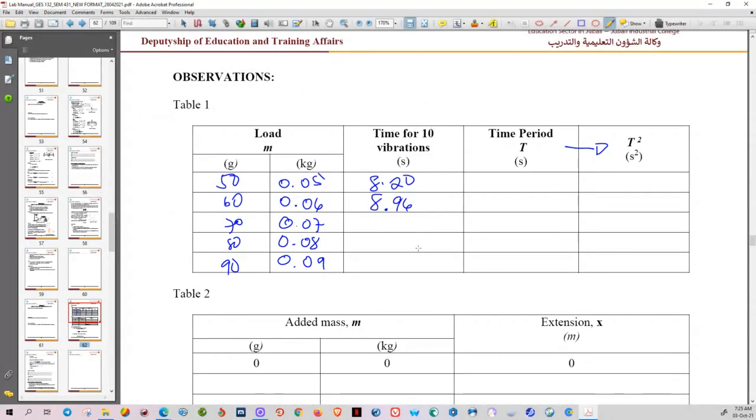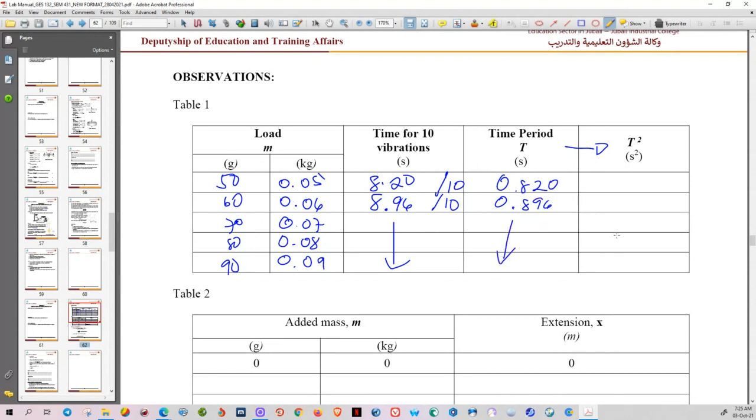Once you have the time for 10 vibrations, you have to complete this table. Now it's time to take the time period. So for the time period, you will just take this number here, divide it by 10. So 8.2, if you divide it by 10, you get 0.82. This is 0.896. So let's write 0.820, 0.896.